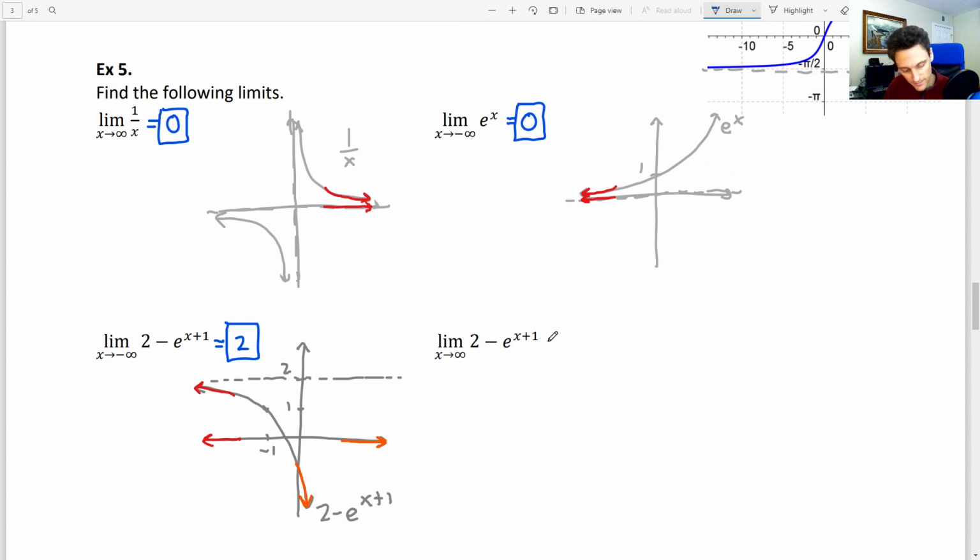If you said the y values are going to negative infinity, that would be correct. They just keep falling and falling down towards negative infinity. Those y values keep going down. All right, so there's the limit as x approaches infinity of 2 minus e to the x plus 1.